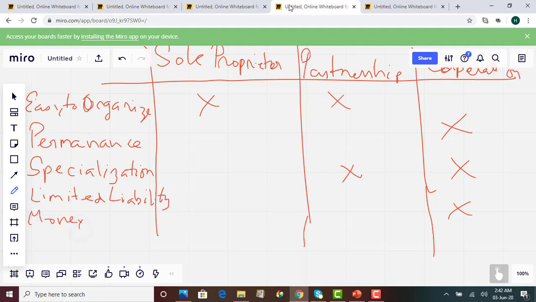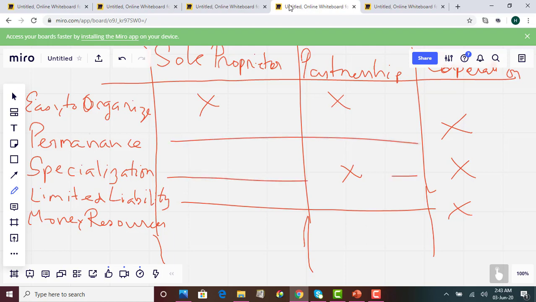So that means the sources of money. For sole proprietorship, I am the 100% owner, so I am the only source of money, so not too good. For partnership, there are 3 or 4 sources. I just want to draw lines so it's clear to you guys. For money resources, this is an advantage for partnership or corporation.